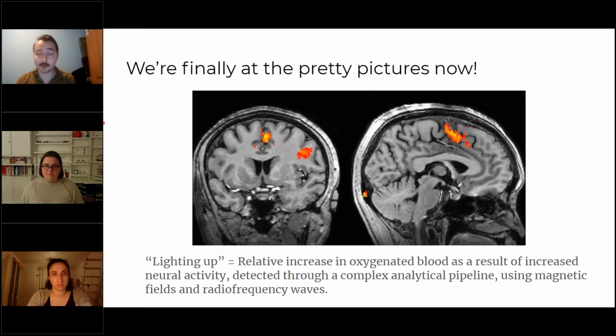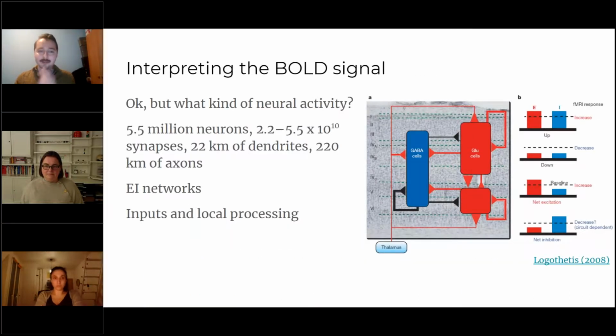Right, so now we've understood, hopefully, how fMRI looks, what it does, and how it works. But I haven't tied this precisely to neural activity yet. I've been deliberately vague about what kind of neural activity this means, because we're pretty far from individual neurons transmitting action potentials. What we talk about is really networks of neurons. Just as an illustration, a typical voxel, the smallest unit that we can detect with fMRI, contains about 5.5 million neurons, and around 2.2 to 5.5 times 10 to the power of 10.